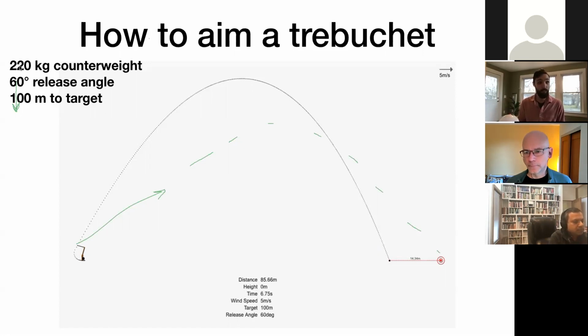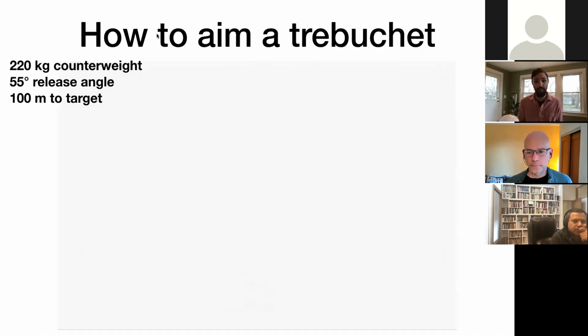I could also say increase my counterweight, right? My intuition here would be, well, if I have a heavier counterweight, I'm going to chuck this thing harder, and maybe it'll go farther that way, right? And if I increase my counterweight, well, then maybe we end up going up like this and hitting this, right? And so we can test that, right? And we simply load the trebuchet again, and change my release angle to 55 degrees and launch it again.